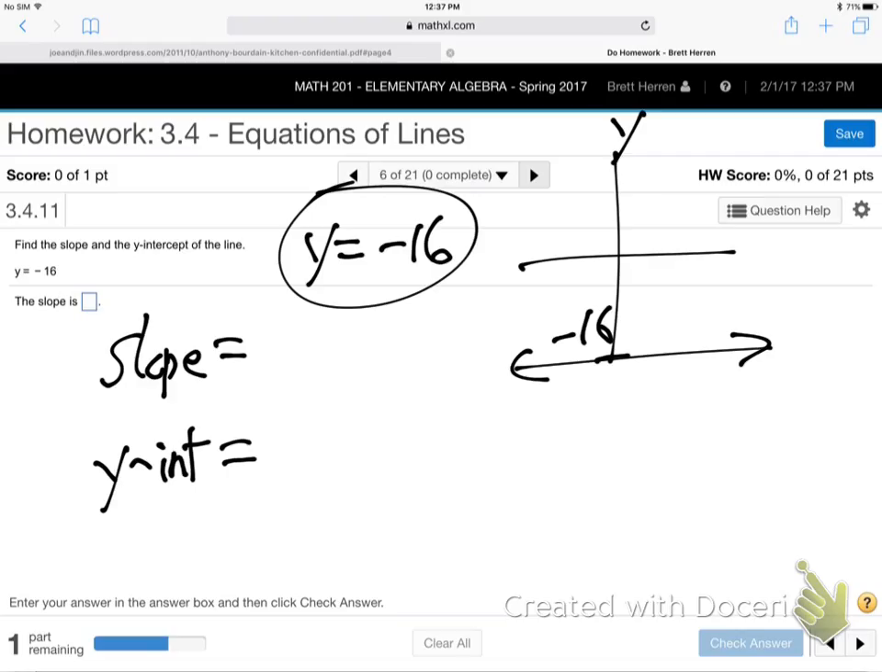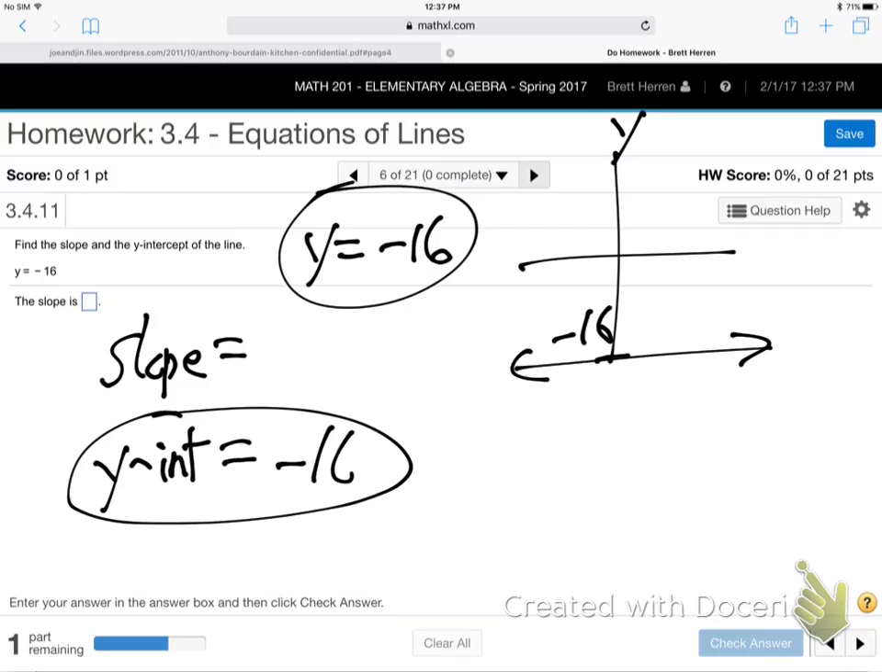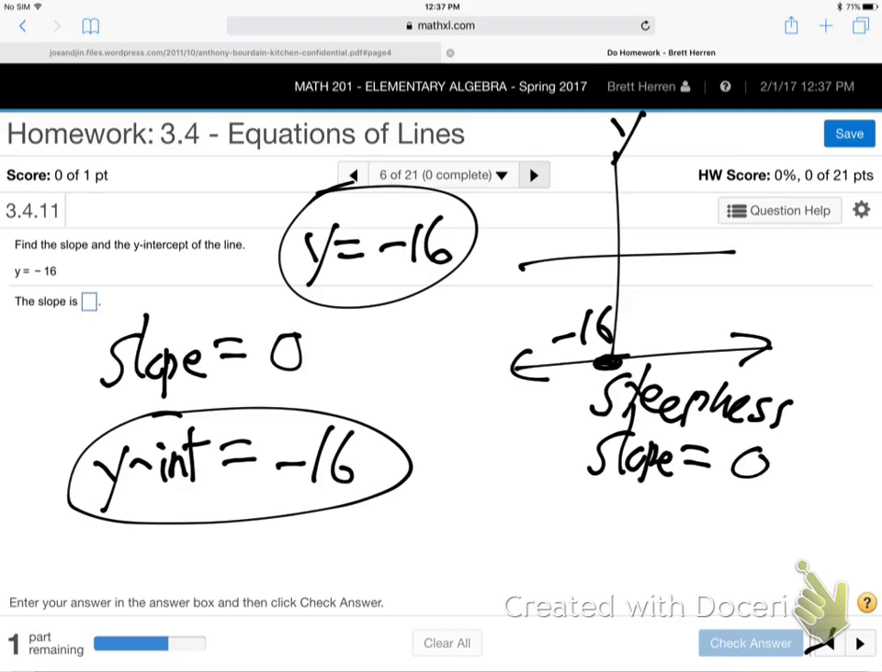Okay, so what? Well, how does that help me? They didn't ask me to graph it. Why am I doing that? Well, does that help? What's the y-intercept now? Yeah, where does it hit the y-axis? Clearly negative 16. And what's the slope? Like how steep? What's the steepness? That's slope. Slope is steepness. It's just 0, isn't it? That line's not going up or down. It's a 0 slope. It's flat.